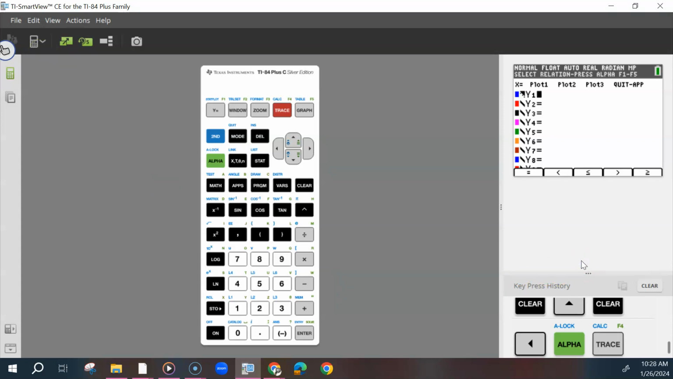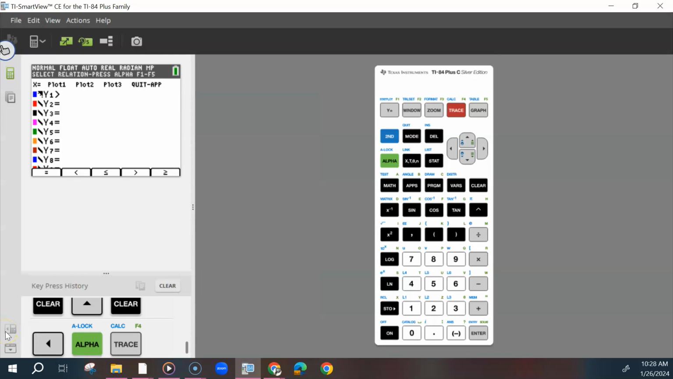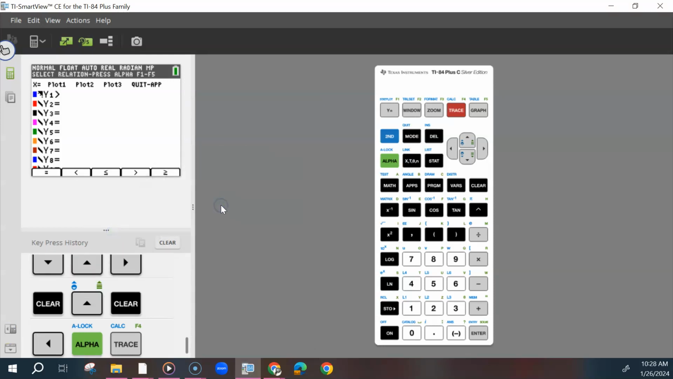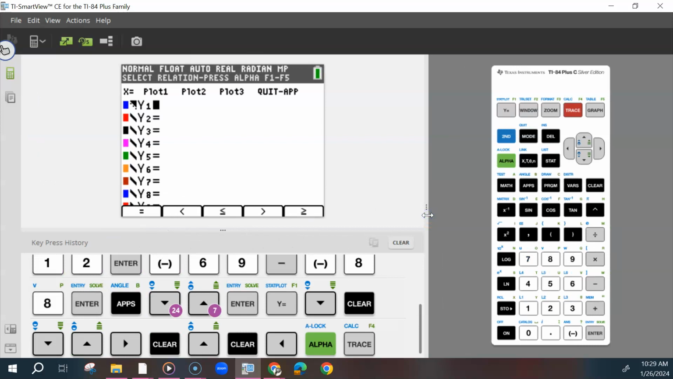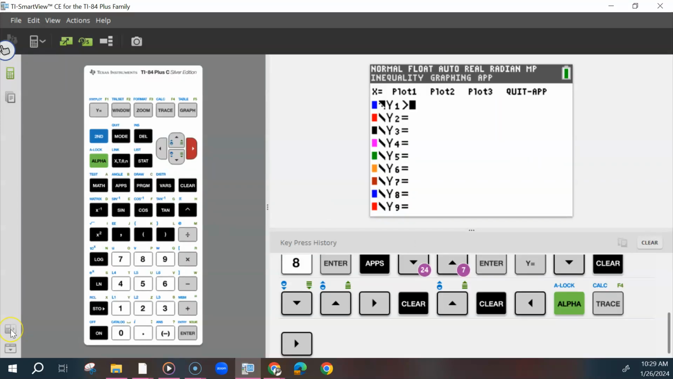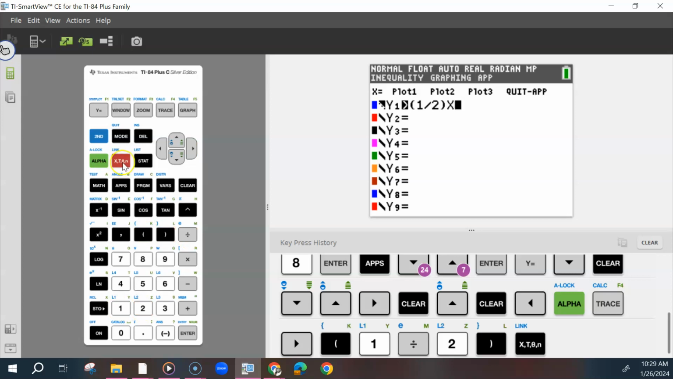How to get that back over here. I don't know where it is. There we go. What was the equation? Greater than. You have to use parentheses, 1 divided by 2, x, what was the last one? Minus 1. Sorry, I can't hear. Minus 5.